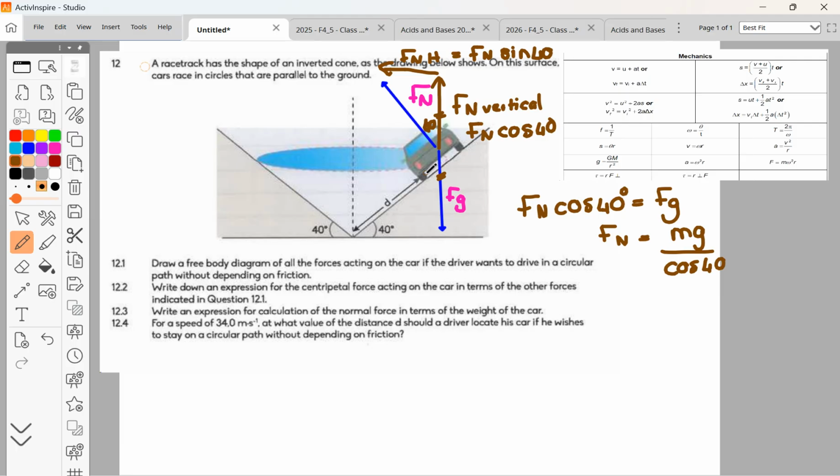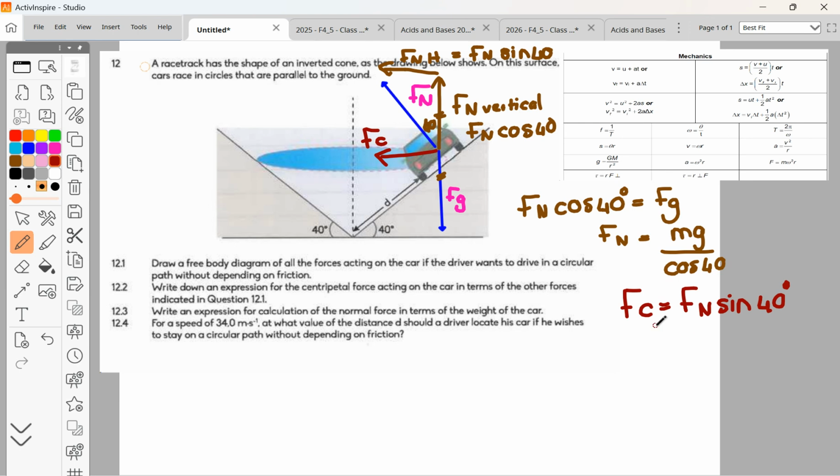Then we can look at our horizontal forces. If I look at the forces in the horizontal direction, I've got my force going into the center of my circle, which is my centripetal force. I'm just going to call it Fc again. And then I've got my horizontal force there at the top. So I can say Fc is then caused by that horizontal force. So those two are equal. It's causing the inward acceleration. So I can say Fc is equal to F normal sine 40.